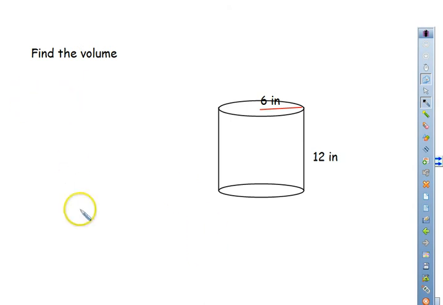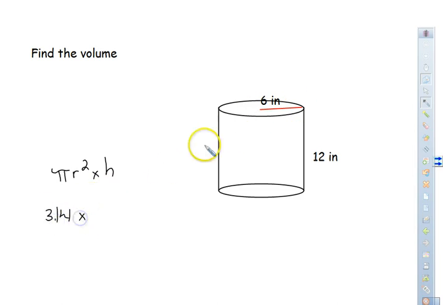Now my formula to this again is pi r squared times the height. So we're going to look at this one, 3.14 times my radius, which is 6, and it is squared, times the height, which is 12. So 3.14 times, not 12, but 36. That is 6 times 6 times the 12. And you can plug that into your calculator as well. 3.14 times 36 times 12.